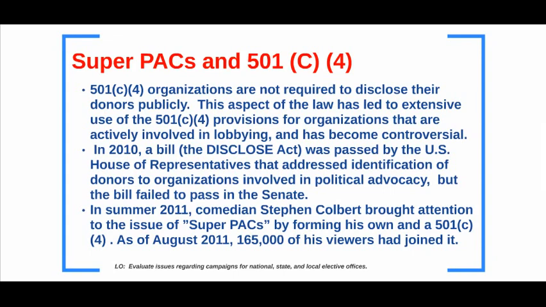In the summer of 2011, comedian Stephen Colbert brought attention to the issue of super PACs by forming his own and a 501c4. As of August 2011, 165,000 of his viewers had joined it.